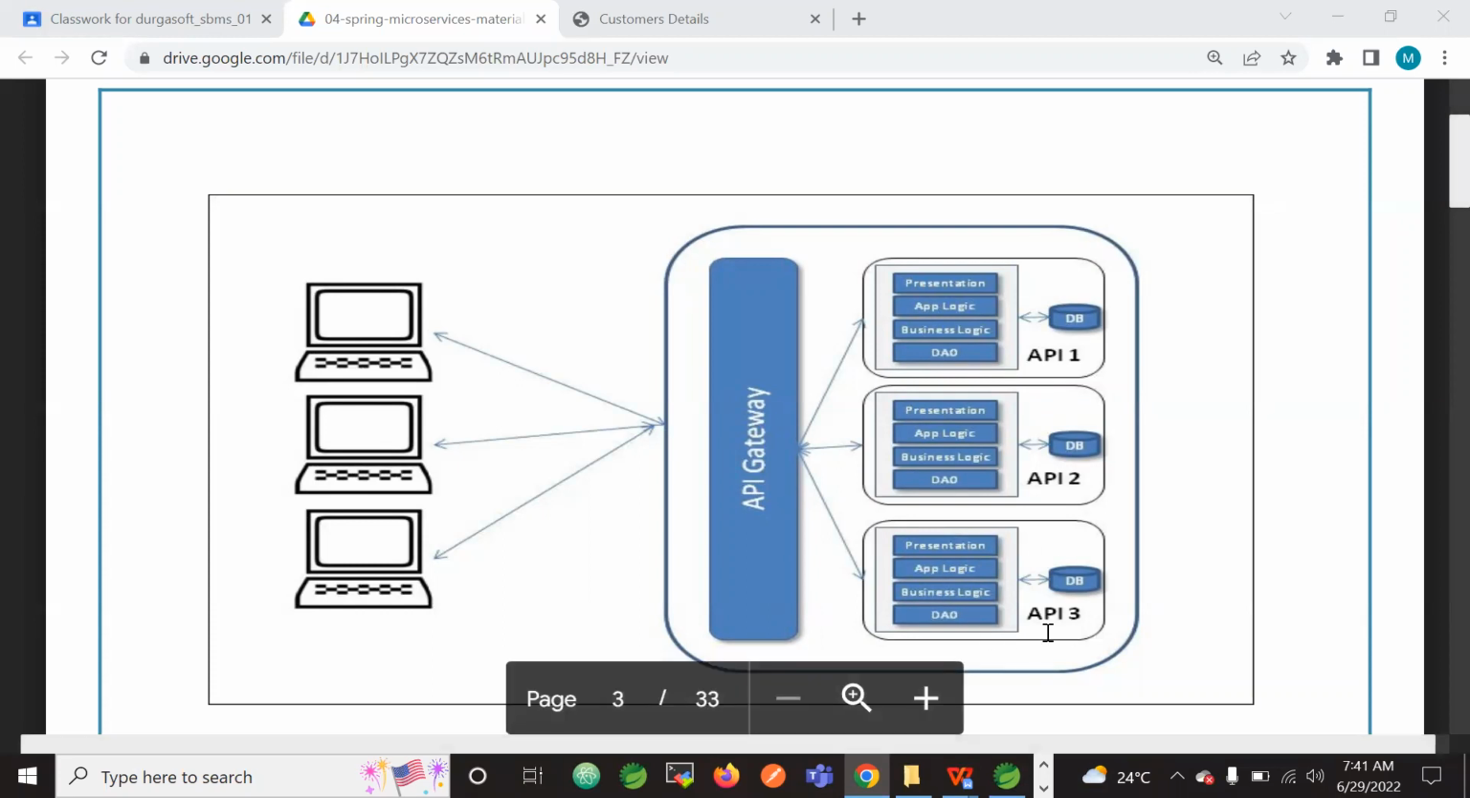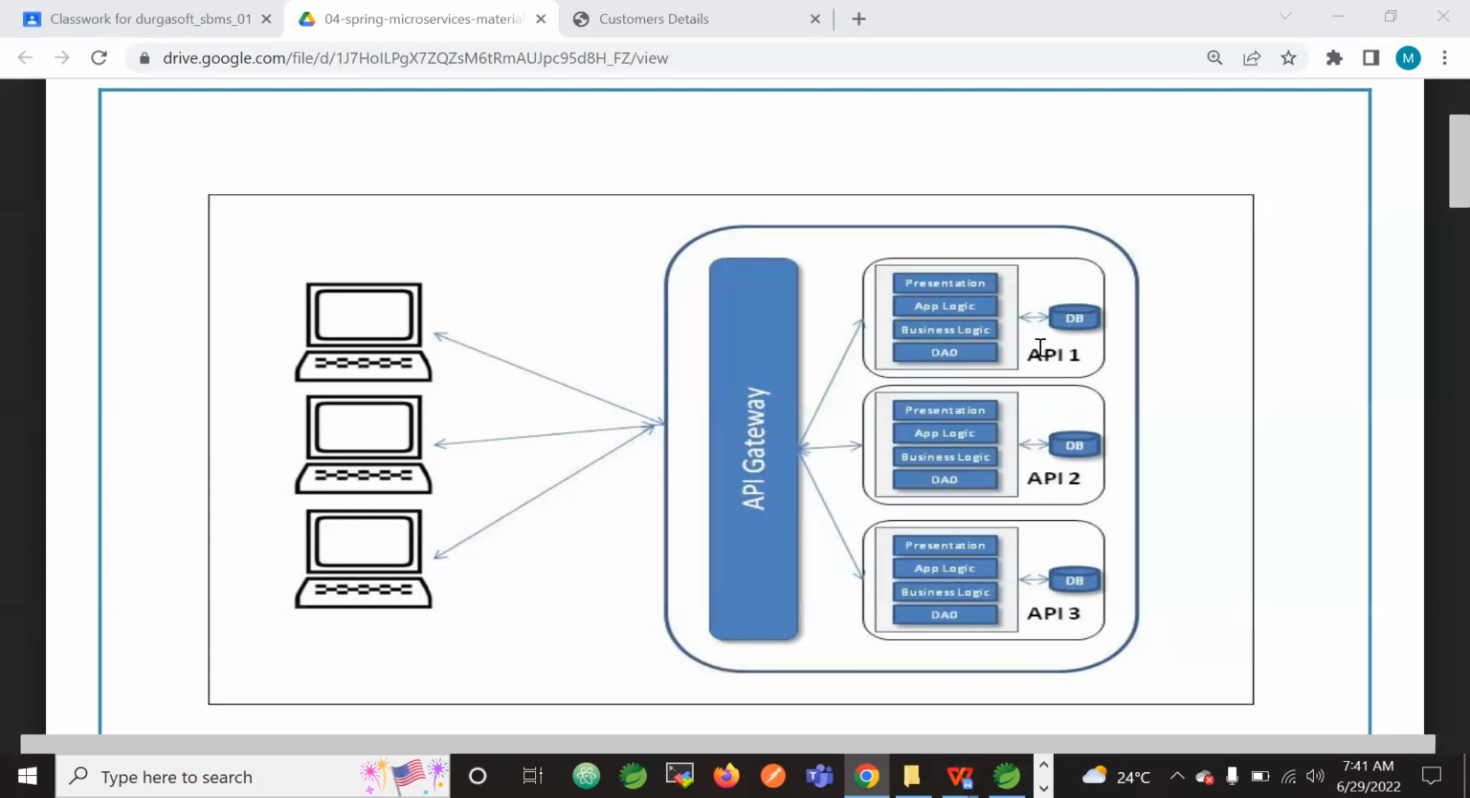Orders has its own server, and it runs in that server. Orders has its own database. Product has its own database. Categories has its own database. It is altogether a separate, independently executable application, right? So a failure in one microservice should not affect another microservice.